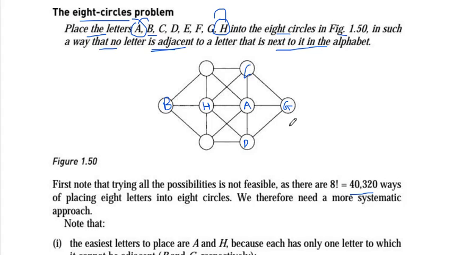Okay, now E is not near D and F, so we will put E here, and F is not near E and G, so we will put it here. Okay, right. So this is the 8 circle problem using graph theory. The condition is that no letter is adjacent to the letter that is next to it in the alphabet.